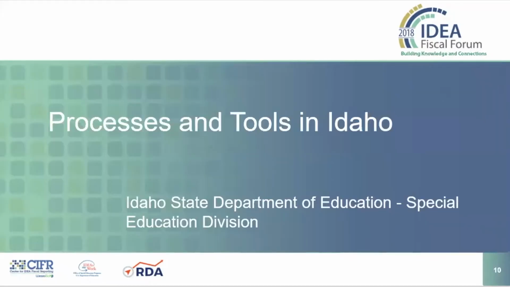So when we worked and finalized the plan, we put together a fiscal monitoring policies and procedure manual, and that manual is available on our state website. If you are interested in reading and seeing what we do, you can go to the State Department of Education website and look for the special education link, and you can find that manual there. But in the coming slides, I'll just summarize the different processes and tools that we use under our fiscal monitoring system here in Idaho.